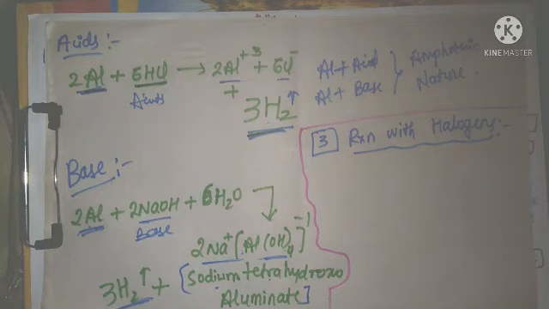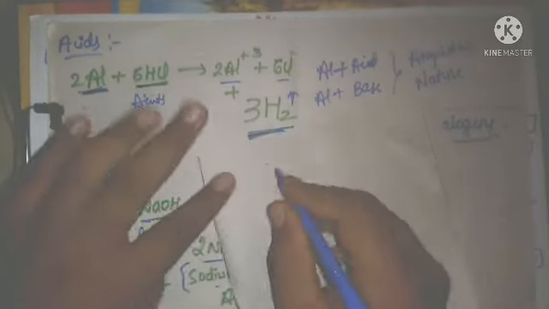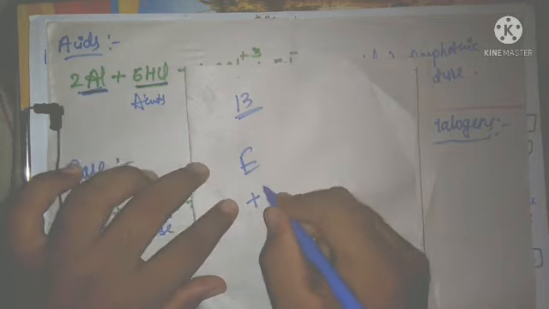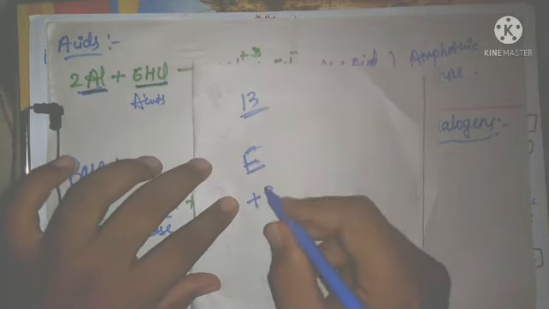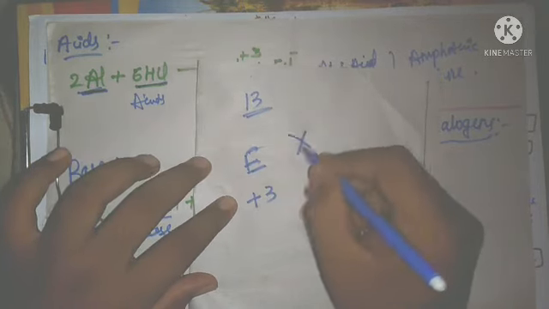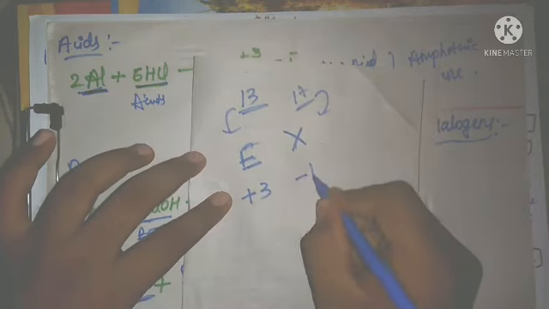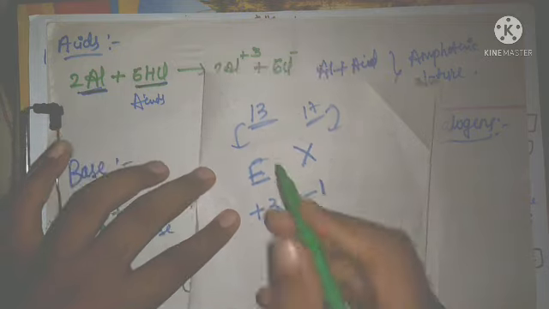If I take one 13th group element here, that is E, what is the charge? What is the valency? Common valency is +3, right? Halogens, that is X, are 17th group elements. Here it is 13th group elements, here it is 17th group elements. The valency is -1.